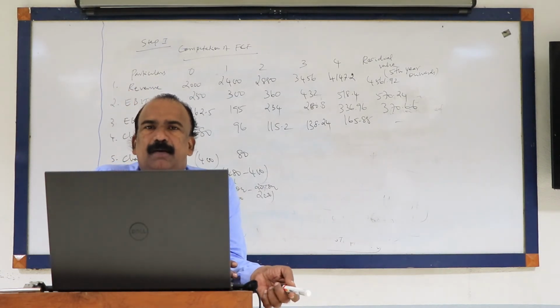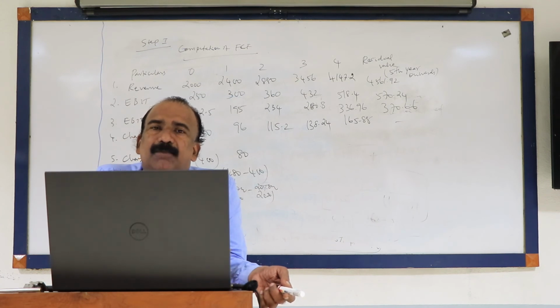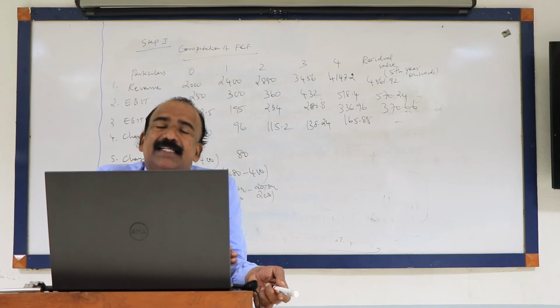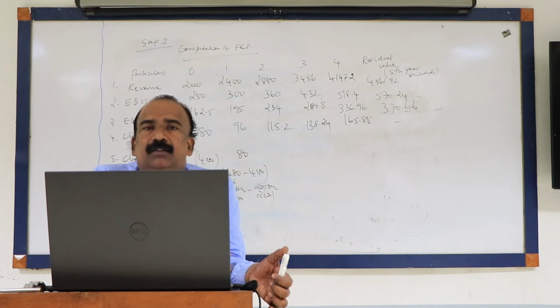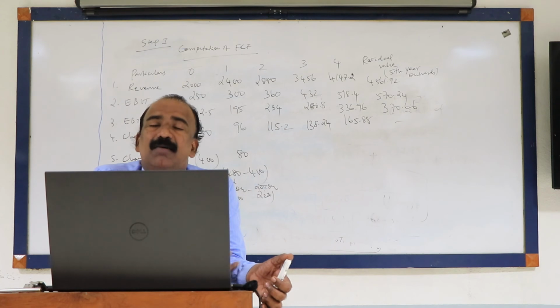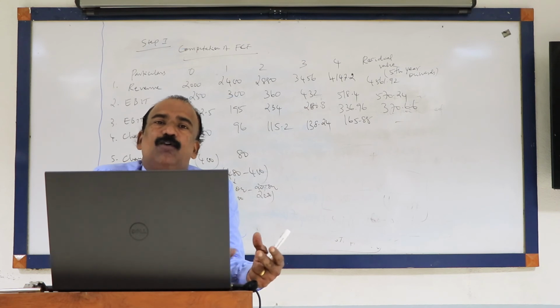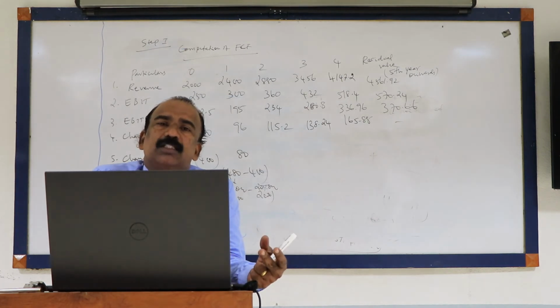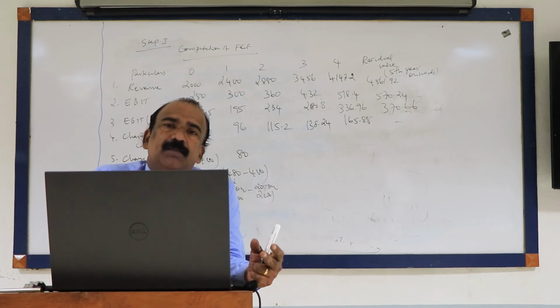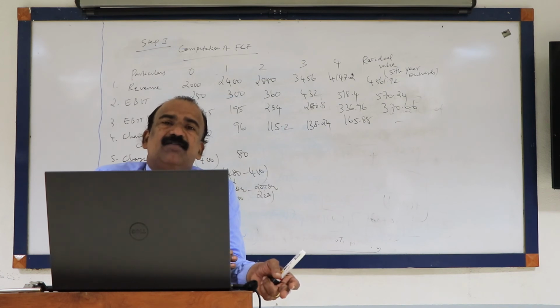All of you understood? We are not writing working capital, we are writing change in working capital. How much is the change in working capital every year? The first year, the revenue is 2,400. So 20% of 2,400 is 480, that is the working capital. Minus 20% of the previous year revenue. The previous year revenue is 2,000, so 20% of 2,000 is 400. So 480 minus 400 is 80.